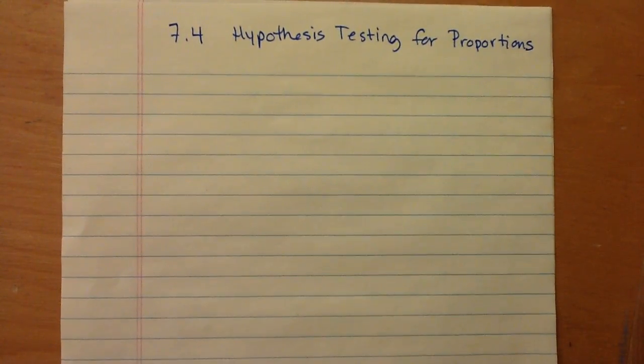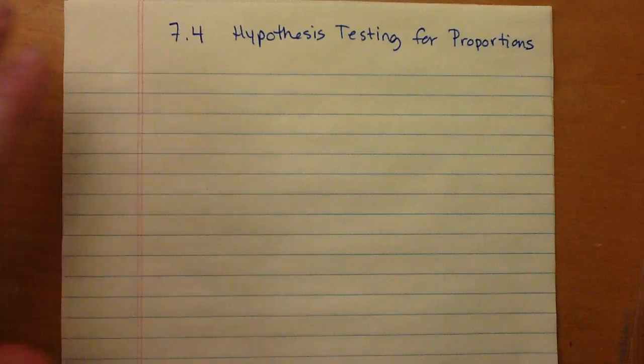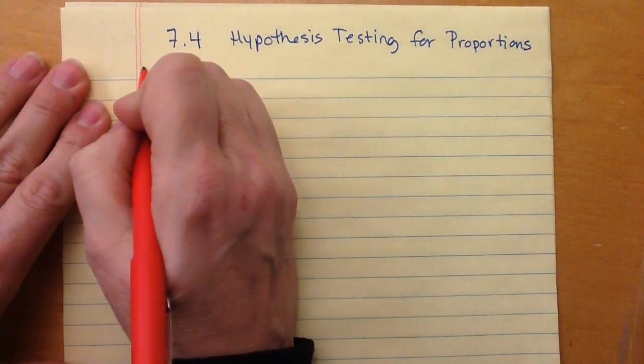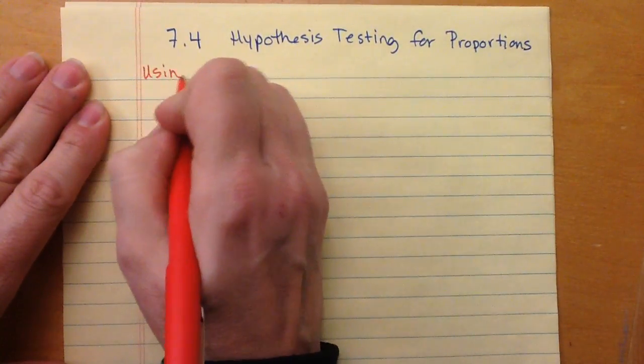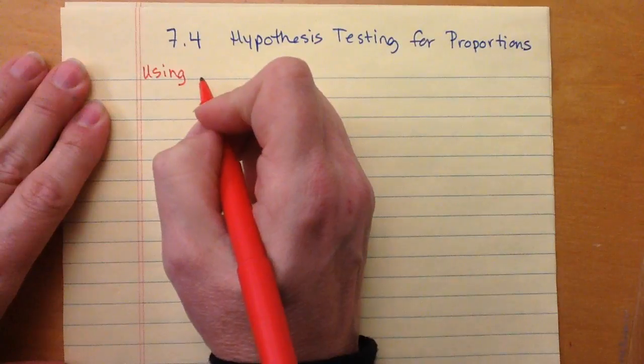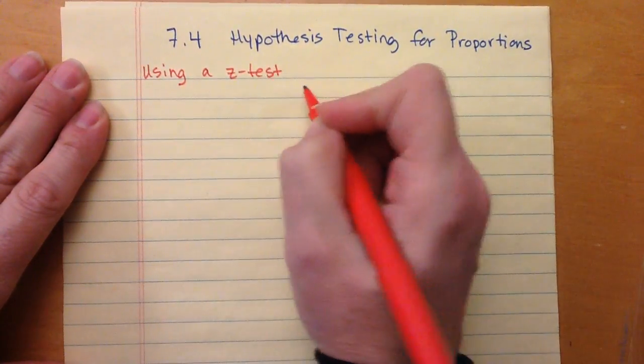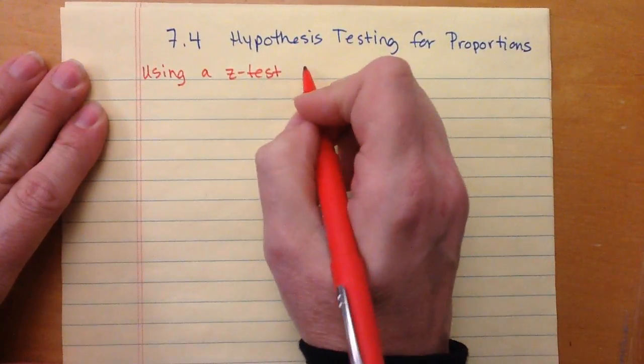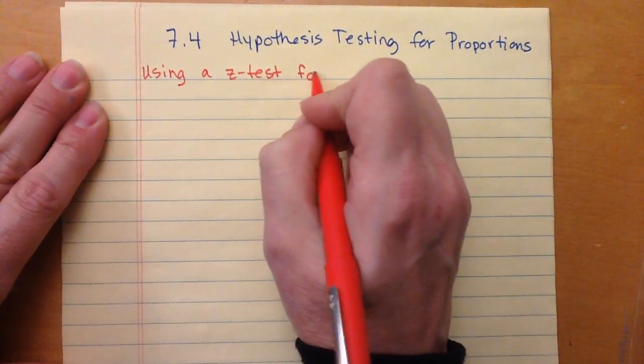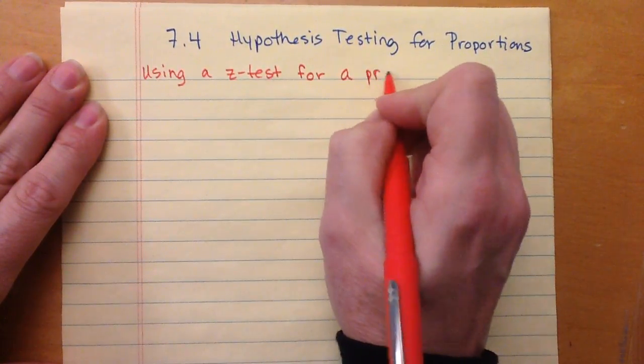In this section, we're going to be working on hypothesis testing for proportions. Remember that proportions mean what percent of the population has a certain characteristic. So we'll start out again with the steps for doing these. It's going to use a z-test, just like it did with confidence intervals. So we're using a z-test for a proportion.